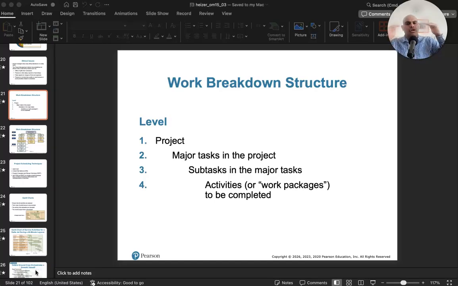So you take a project at the larger level, which is at level 1, that's the project. Then you break it up into major tasks, that's level 2. And then you take the major tasks, you make them into subtasks, and finally you get activities or work packages. Now, activities or work packages are at the level where you cannot break them down any further, or you don't want to break them down any further, right? Either way, and then you manage each of these activities together.